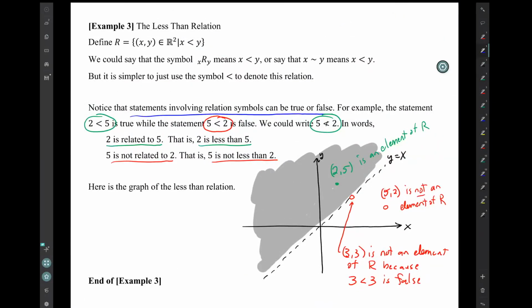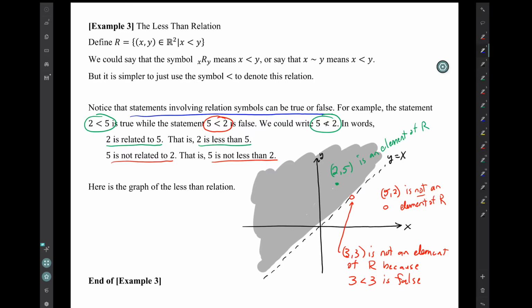There's the graph of the less than relation. Now we can see that there does exist an element that's not related to itself. (3, 3) is an ordered pair that is not in our relation. So 3 is a real number that's not related to itself. So we can see that this relation is not reflexive.